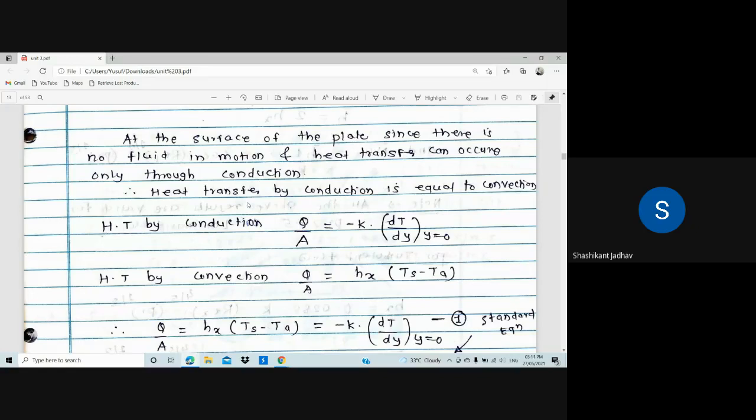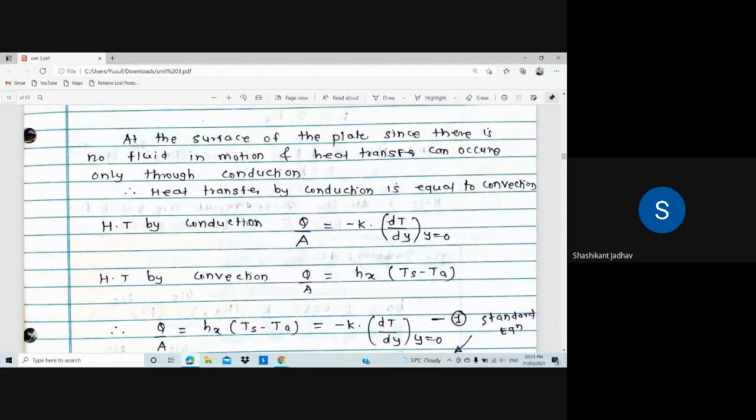So therefore all of you write down, therefore heat transfer by conduction is equal to convection.